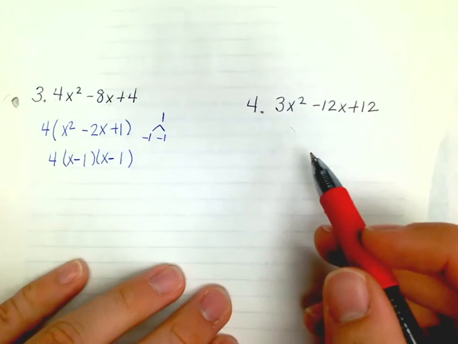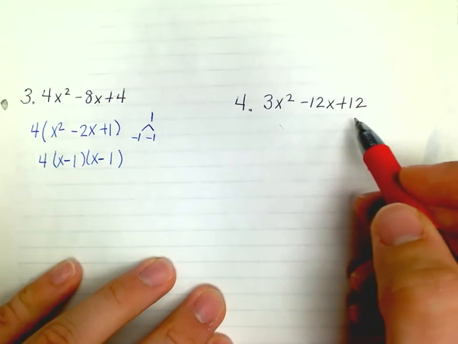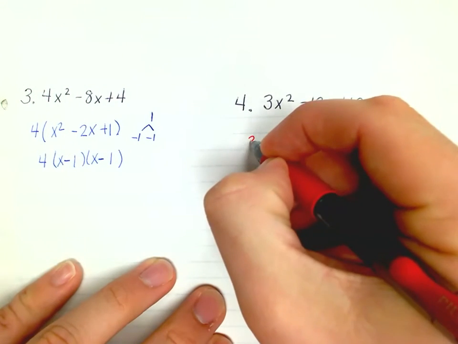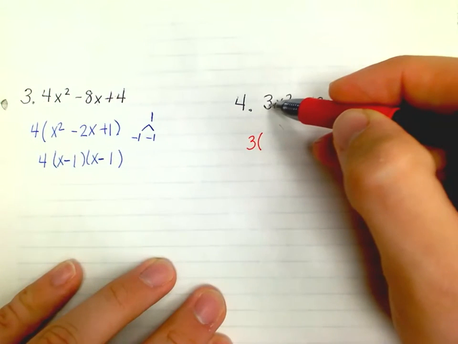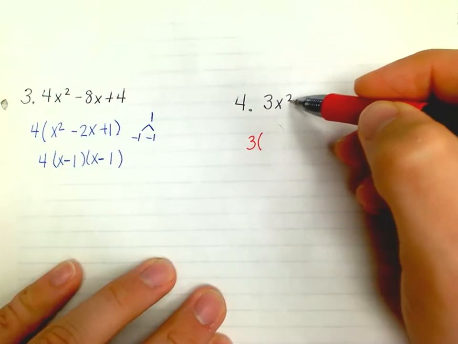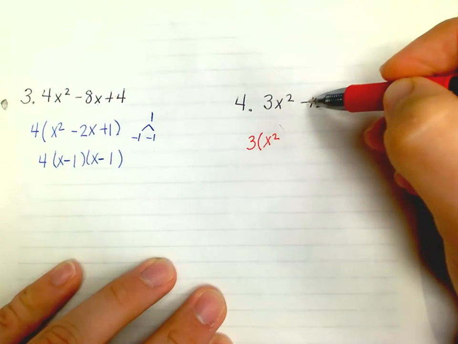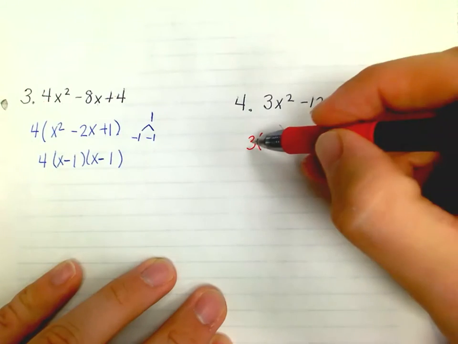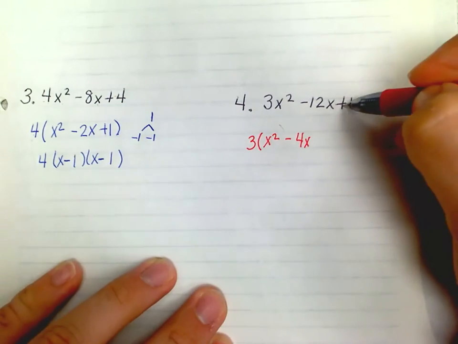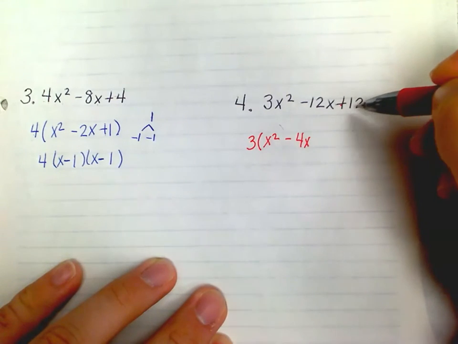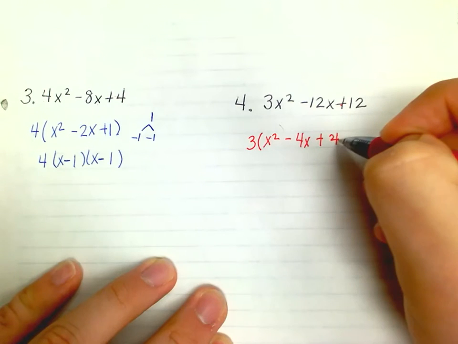Okay, looking at problem 4, as you can tell, each term will be divisible by 3, so we can actually factor out a 3. We take the first term, x squared divided by 3, we'll just be left with x squared. The middle term, minus 12x divided by 3, we have a negative 4x. And finally, a positive 12 divided by 3, we're going to have a positive 4.